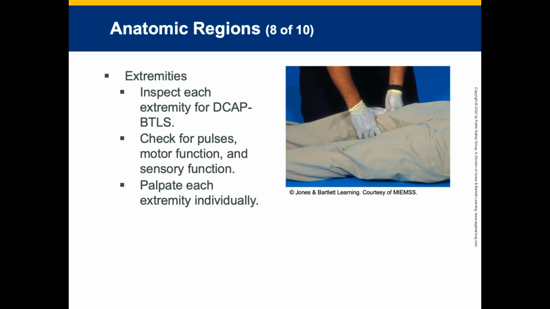Inspect each extremity with DCAP-BTLS. Check for distal pulses on the foot and the wrist. When you find a tibial pulse or a dorsalis pedis pulse, use your pen and mark where it's located. That way you don't have to go trying to find it again. You have an idea of where it's located the second time. You're going to have to do a reevaluation. Palpate each extremity individually. Please do not do them at the same time.